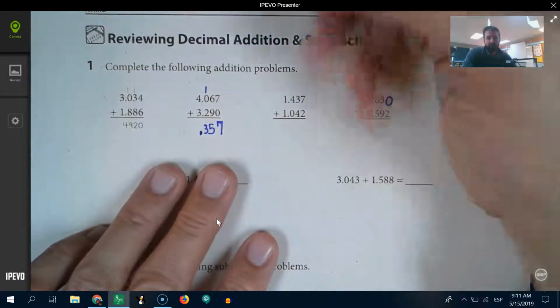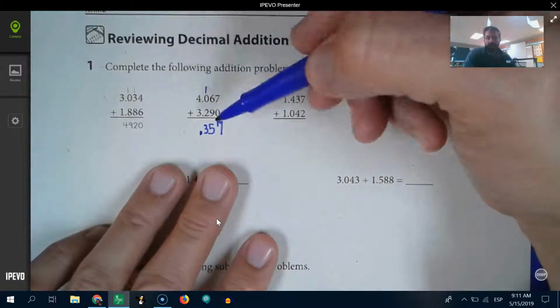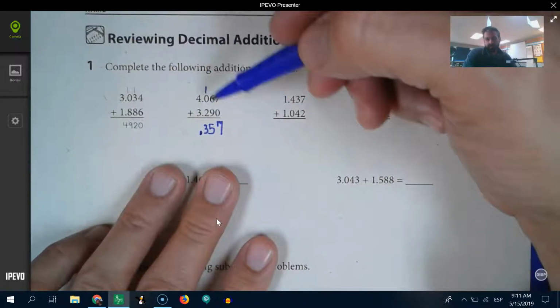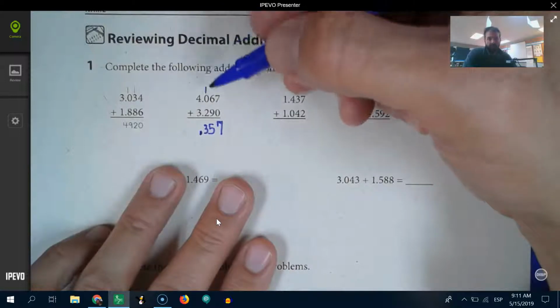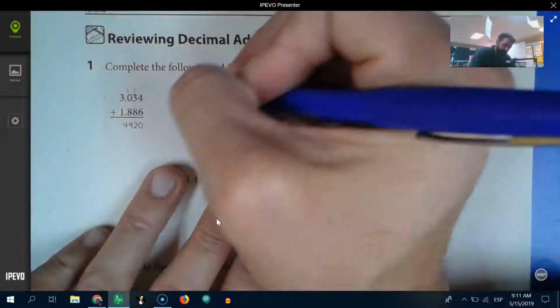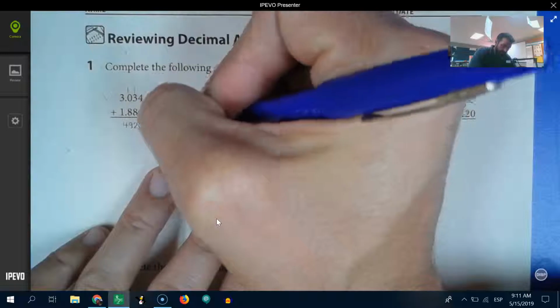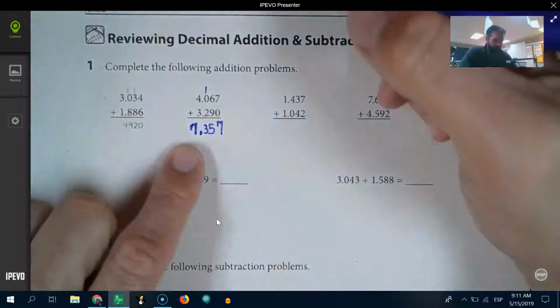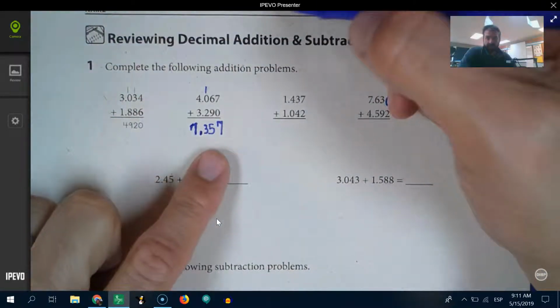Oh, I did the cardinal sin. I didn't make an estimate. I like to round when I do this. So 4 plus 3 is 7, so my answer should be around 7, a little bit more than 7. And then we have 4 plus 3 is 7. 7 and 357 thousandths is the correct answer.